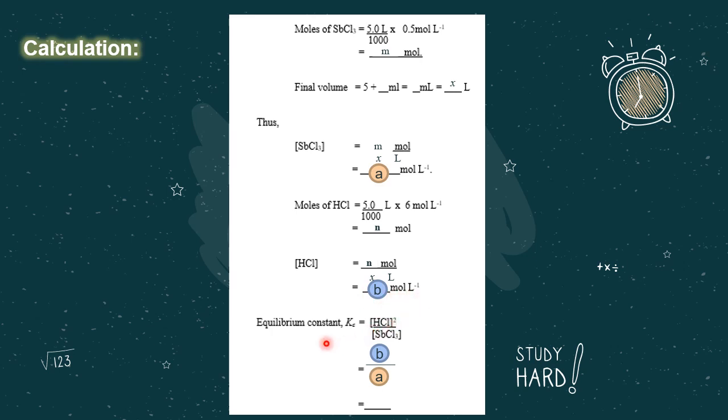Just as we already mentioned, the Kc expression is the concentration of product over concentration of reactant, and don't forget the power of its coefficient. So the concentration of HCl is concentration B, so B squared over A. So you get the new Kc value. And the Kc value has no unit.